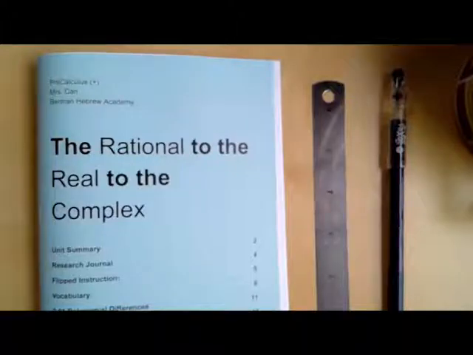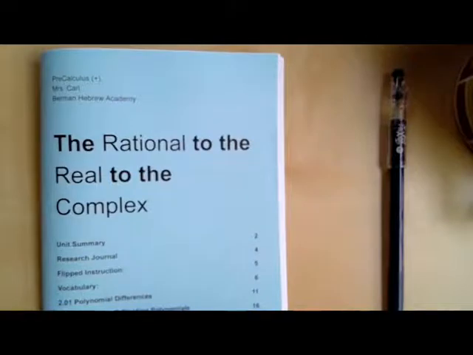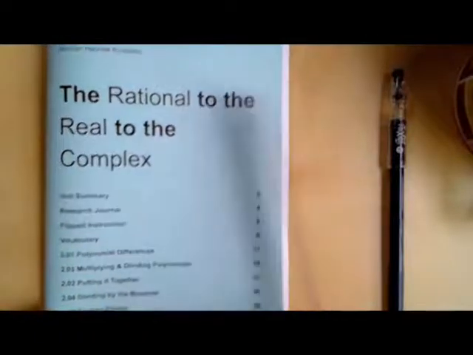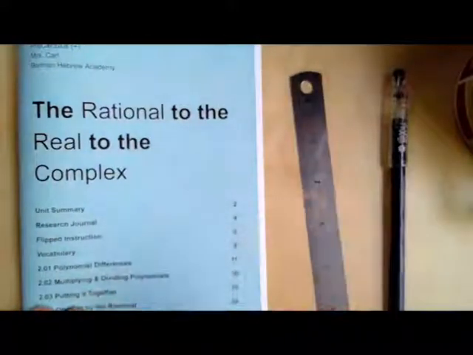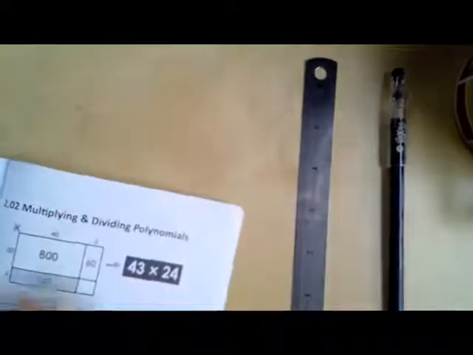Welcome back. Today we're going to be exploring 2.03, putting it all together. Once we do that, you're going to need your booklet, a ruler, and an erasable pen or pencil. Opening up our book to 2.03, we're going to talk about putting together the concepts of multiplying and dividing exponents with finding how to reverse this process.